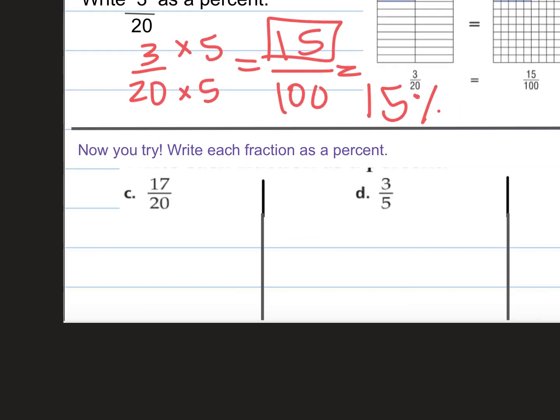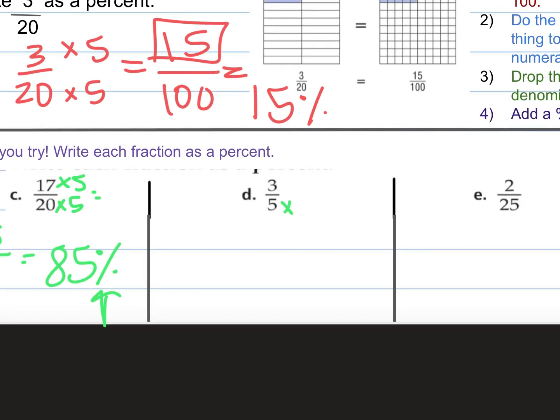All right, let's try these next ones. 17/20ths. I know that I can multiply 20 by 5 and get to 100. So then if I do the same thing with my top number and take 17 times 5, which is 85 over 100, again, drop the denominator, and whatever your numerator is, that's your percentage. So that would be 85%, and then we add the percent sign on there. If it's asking for a percent, our answer needs that percent sign.